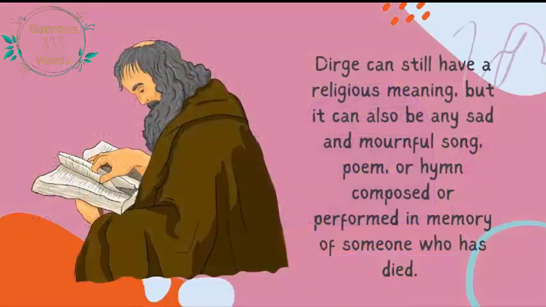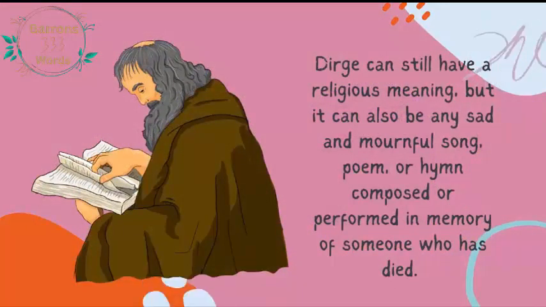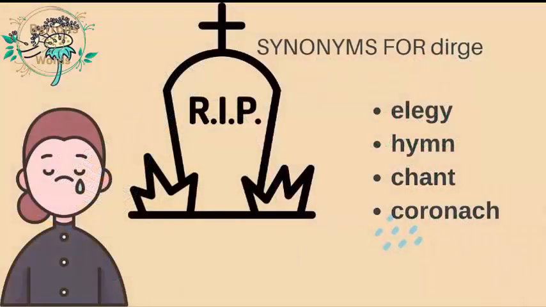Dirge can still have a religious meaning, but it can also be any sad and mournful song, poem, or hymn composed or performed in memory of someone who has died. Synonym. Elegy, hymn, chant, coronach.